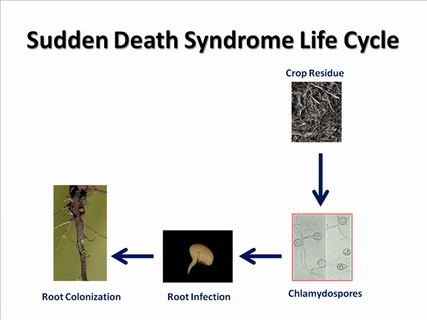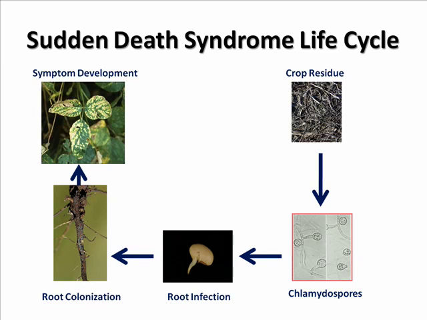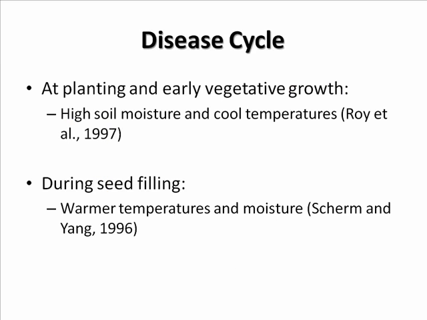soybean root. From then on, once it's infected the soybean root, the hyphae colonize the root, moving up and down throughout the root system. And then eventually we get disease symptom development, and we get SDS.